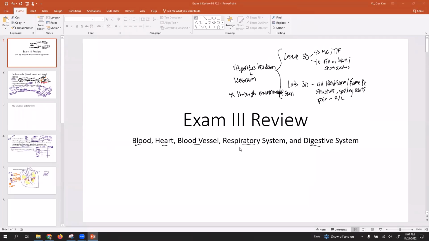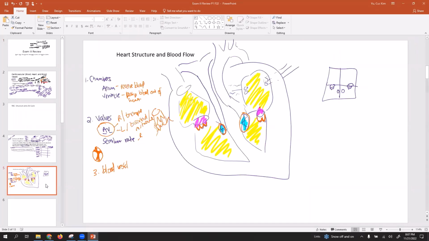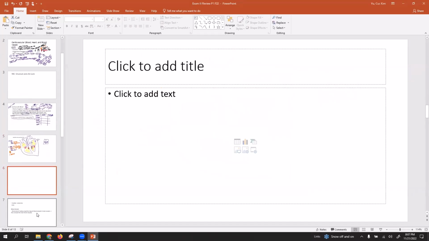So this morning we went through the beginnings of exam 3. Everyone that's here, were you here for the morning session? Okay. Well, then instead of reviewing everything, I'm just going to continue where we left off, which is structures of the heart and blood flow. So let's do that.